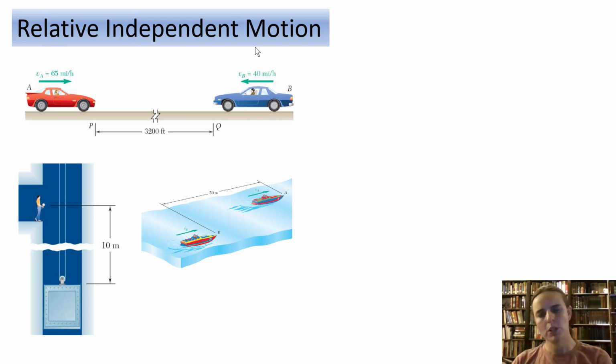Relative independent motion, what are we talking about here? Relative motion, so car A relative to car B. Usually when we measure how fast something is going, it's relative to the ground. And so you kind of have to teach yourself to ignore the ground and look at something relative to a different object instead. Independent versus dependent.